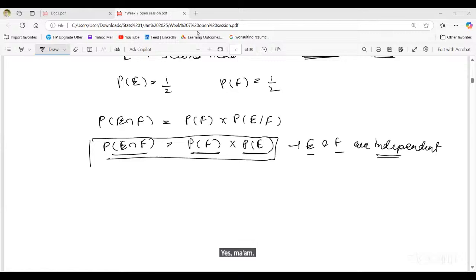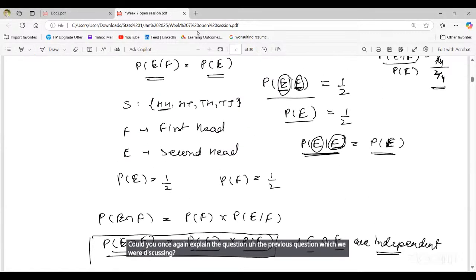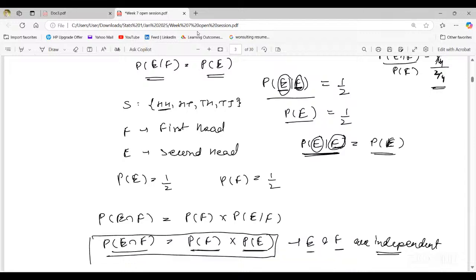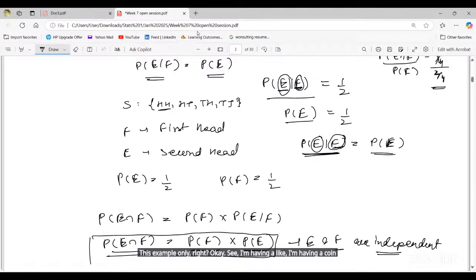Ma'am, could you once again explain the previous question which we were discussing? This example only, right? Yes. Okay. See, I'm having a coin. I'm tossing it 2 times. So this is my sample space. Now my F event denotes that in the first toss I'm getting a head, and E is the event that I'm getting a head in the second toss.